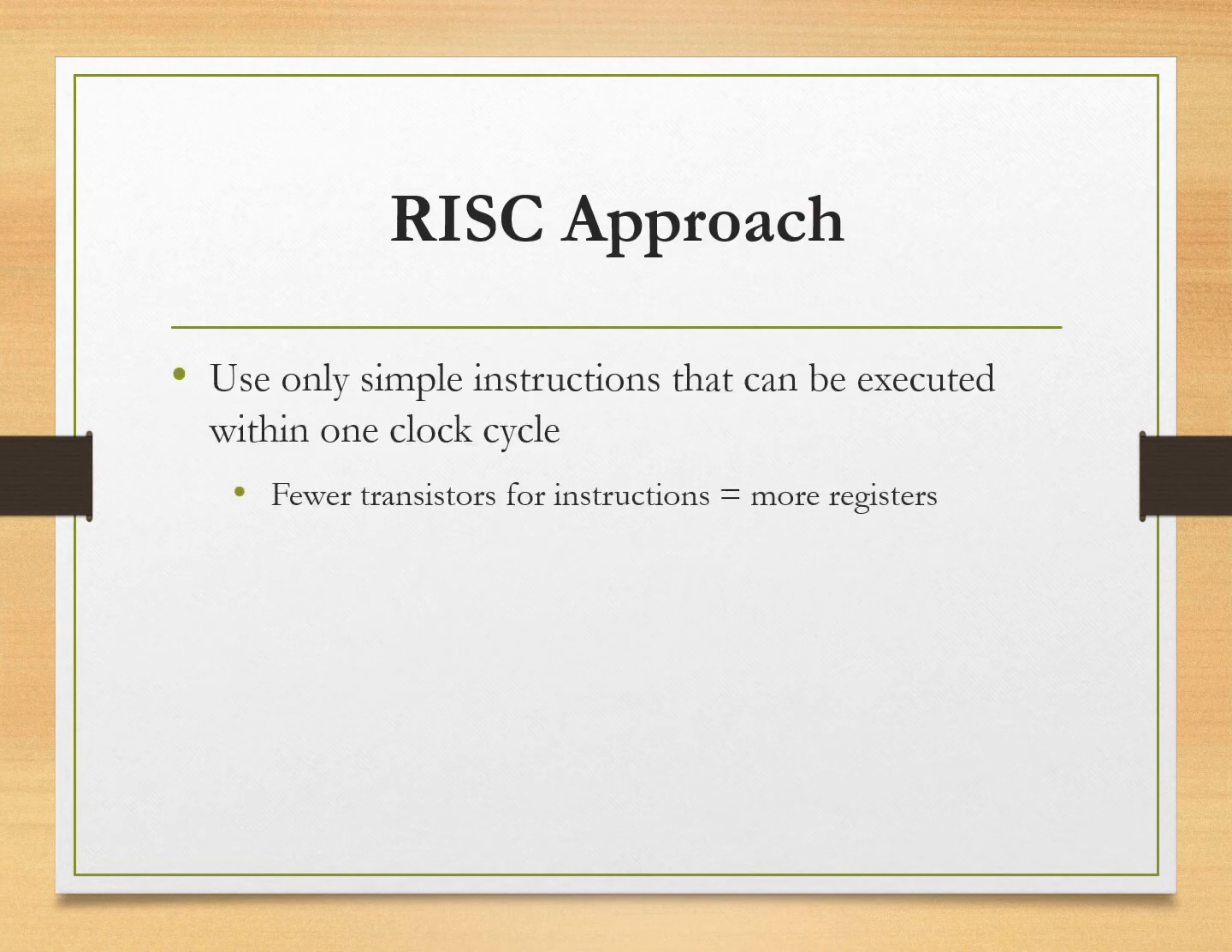Okay, what is the difference between RISC and CISC? RISC uses only simple instructions that can be executed within one clock cycle. That is the key point. You can execute only one instruction per clock cycle. You require only one clock cycle.